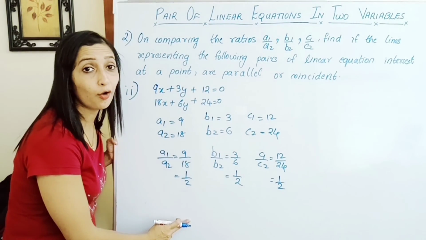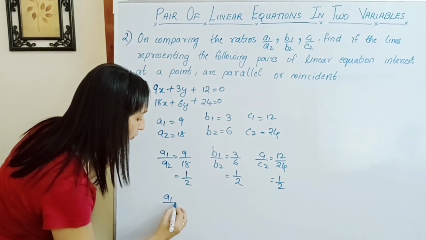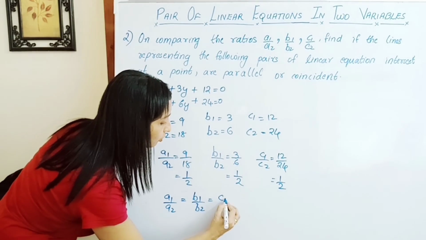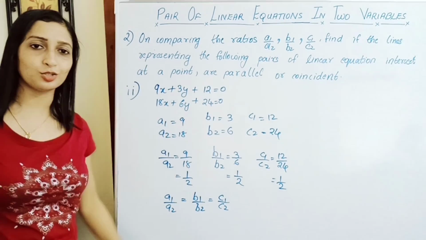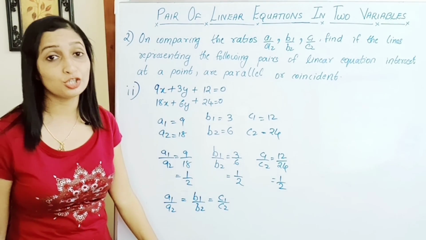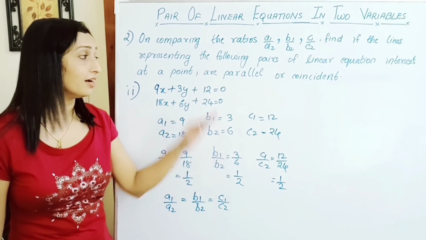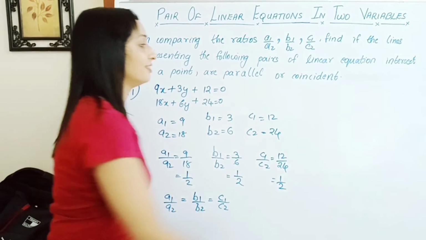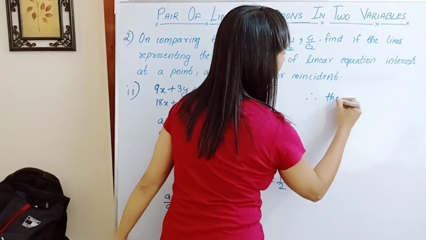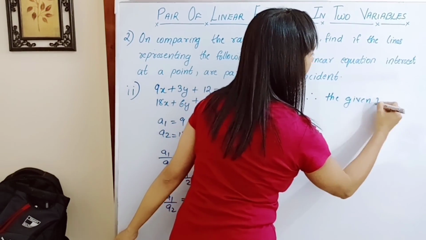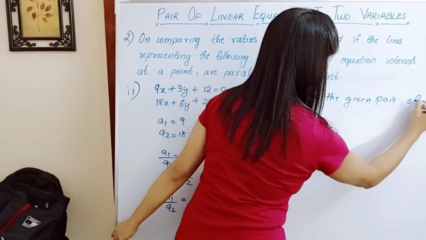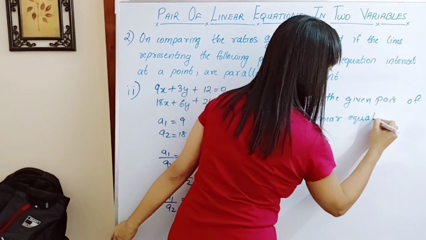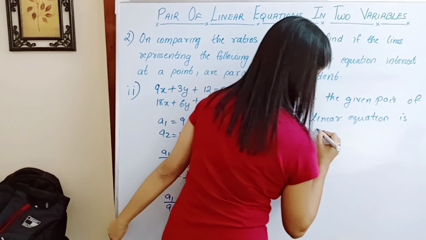So what have we got? We have got A1 by A2 is equal to B1 by B2 is equal to C1 by C2. Now what does this condition tell us? That our pair of linear equations is coincident. Therefore, the given pair of linear equations is coincident.